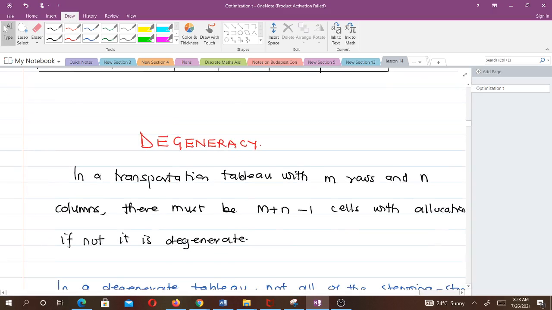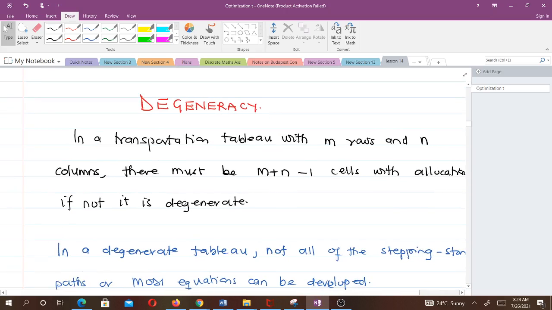So let's take a typical example. But before that, let's talk about some terms. Sometimes in solving our transportation model, we can encounter an issue known as degeneracy. In a transportation tableau with m rows and n columns, there must be m plus n minus 1 cells with allocation. If not, it is degenerate.